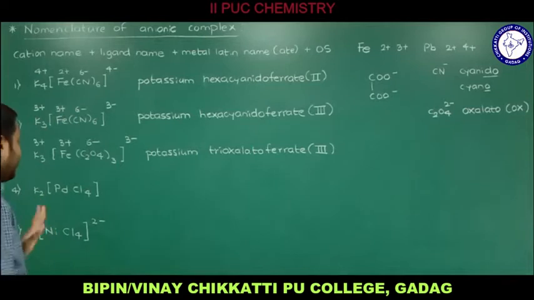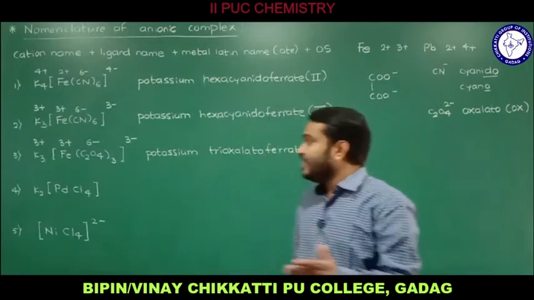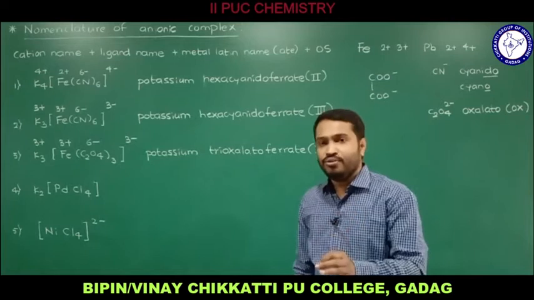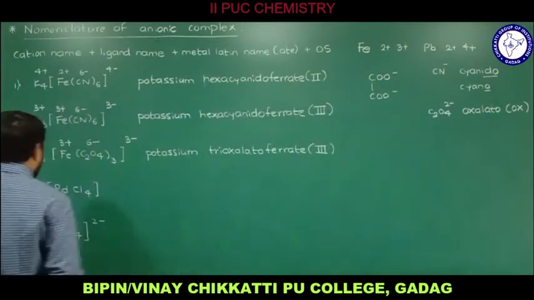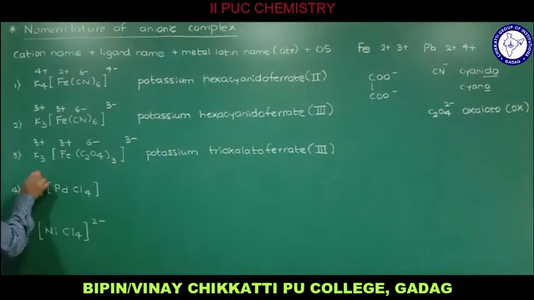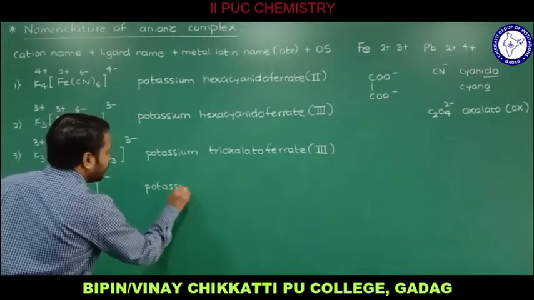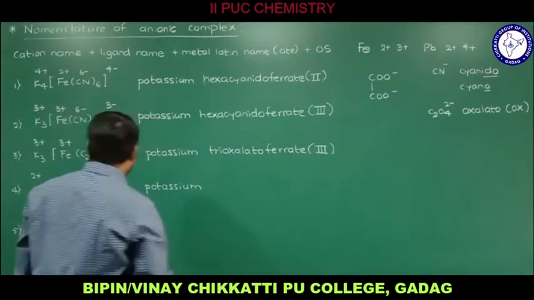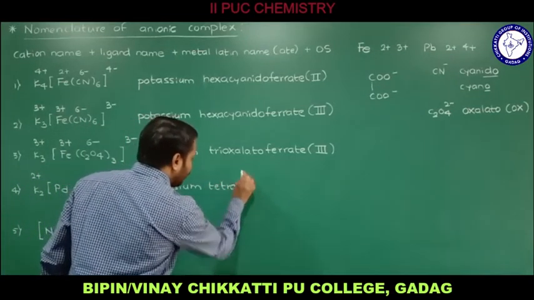Next example, K2[PdCl4]. Potassium will be the counter ion, Pd, palladium, will be the central metal atom, and Cl, chlorido, will be the ligands. First we write the name of the counter ion. K2 we have, the charge will be 2 plus and the charge of this will be 2 minus. So potassium, right? Next we have Cl, the ligand, and how do we write that one? Chlorido. But how many do we have? 4 we have, therefore tetrachlorido.